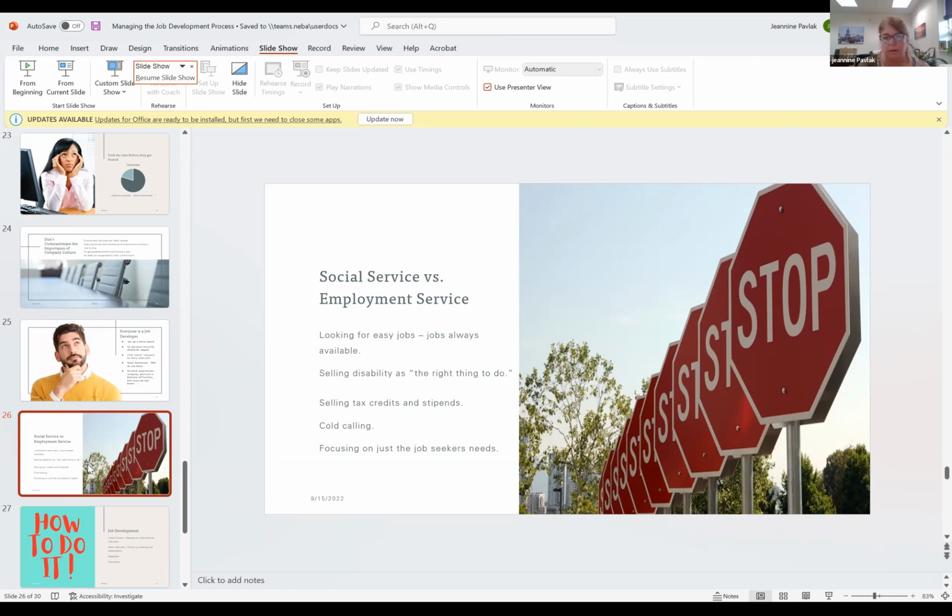Cold calling and focusing on just the job seeker's needs. And I'm not contradicting customized employment, right? Because in that particular arena, we're really focusing on the job seeker's needs, but we're also focusing on the employer's needs. I'm just saying we're not going to a business with that quick proposal, hire Joe because he loves radios and he'd be a good fit. Again, what's the return on investment for both parties?